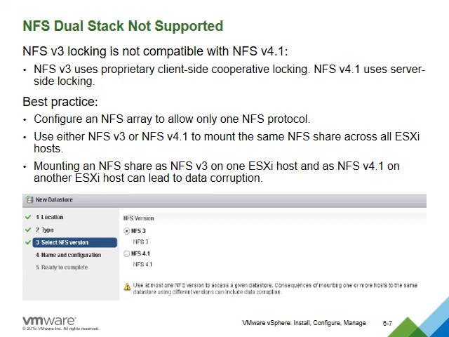Also use either NFS 3 or NFS 4.1 to mount the same NFS share across all ESXi hosts, so don't mix the protocols across hosts. Mounting an NFS share as NFS 3 on one host and as NFS 4.1 on another host can lead to data corruption. So like I've been saying, keep all your versions the same. If you want to go all 4.1, do it, but do it to all hosts. And if you want to go with version 3, do it with all hosts.